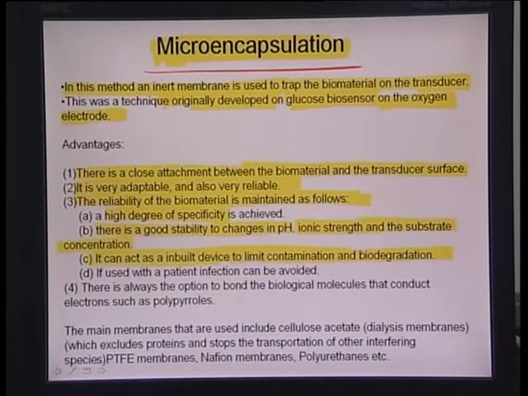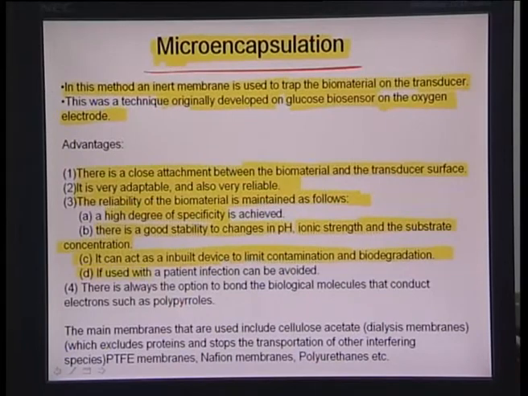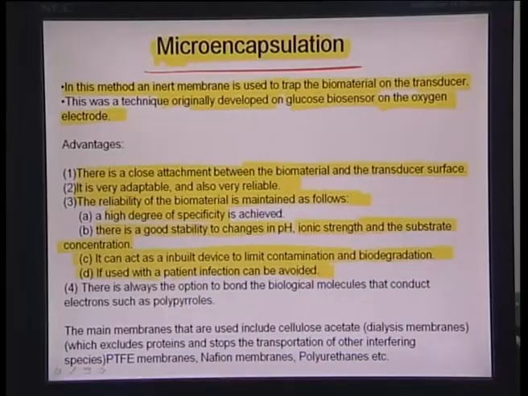Again, you are not playing with the biomaterial's chemical properties in general, and it can be used to prevent infection, because you are guarding the biomaterial with a membrane from getting contaminated with the patient's fluid samples which you are trying to measure. You could also have the option of binding molecules that conduct electrons, such as polypyrrole, to make the membrane, so that you have an electron-transparent path from the biological moiety onto the sensor surface.